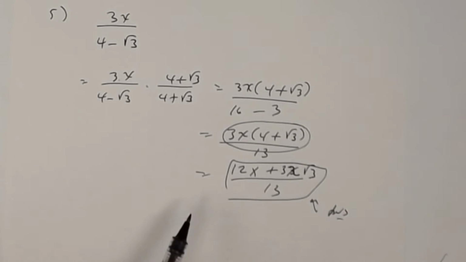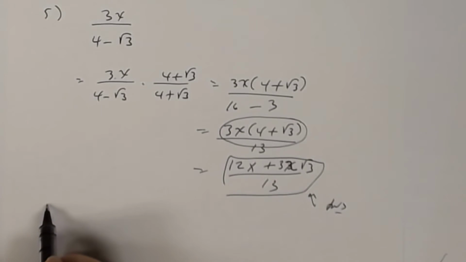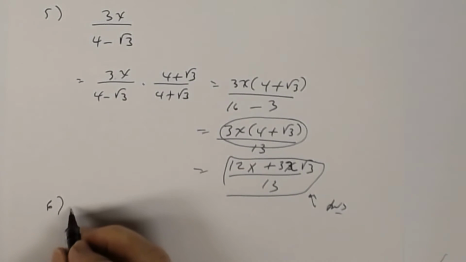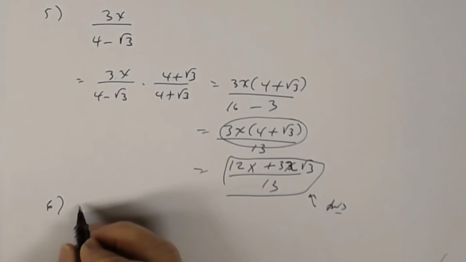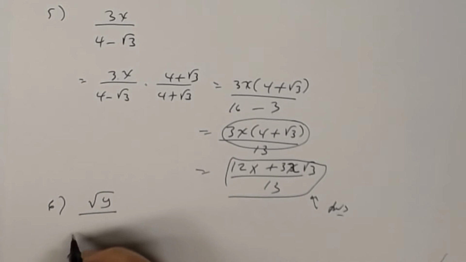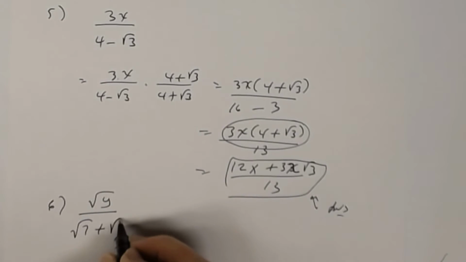All right, so, okay, number 6. Suppose we had this in number 6. We had the square root of y divided by the square root of 7 plus the square root of 15y.